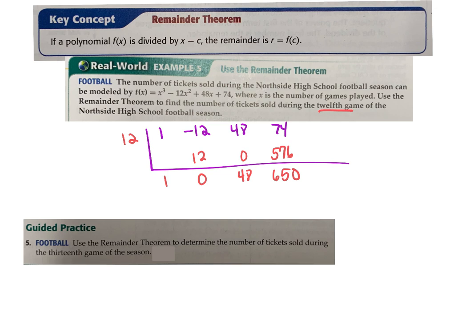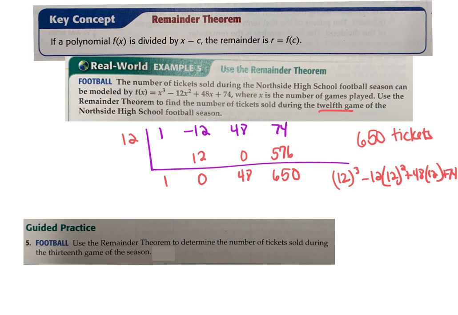All right. They want to know the number of tickets sold. So my answer here is just going to be the 650. 650 tickets were sold, because that's the same thing as if I had plugged in a 12. If I plugged in a 12, this is what I would get, 650. So that's also what the remainder is telling you. It's saying, hey, you can figure out if it's a factor, but you can also figure out what would happen if you plugged that number in.